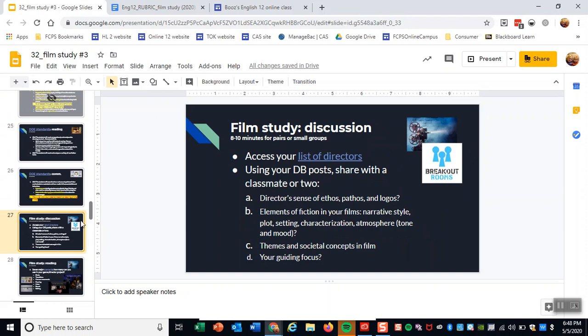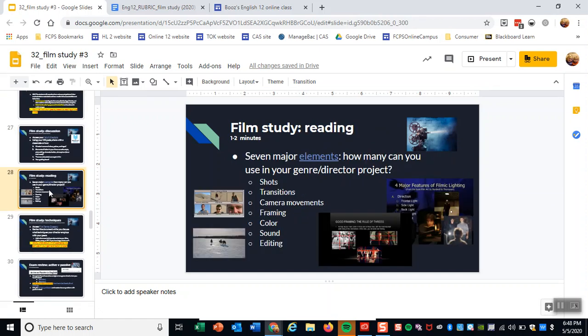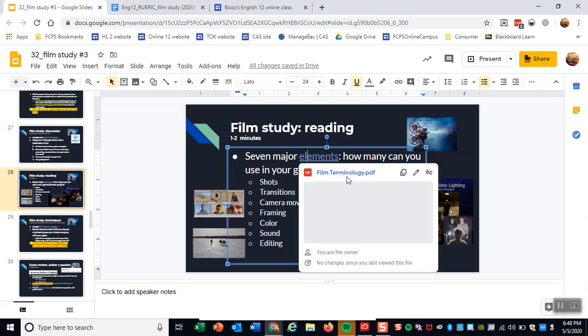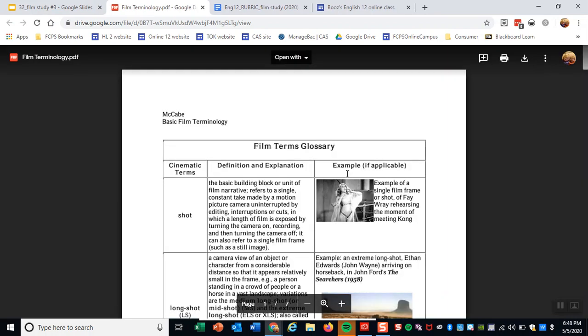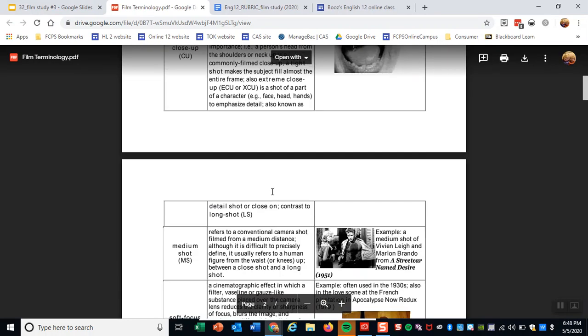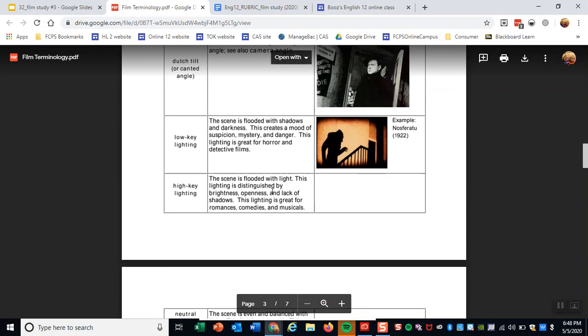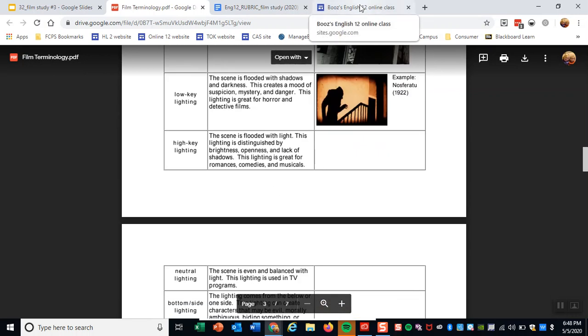So we're not going to work with the discussion. We're going to jump right back into shots, transitions, camera movements, framing, etc. And the film terminology that I gave you last week should certainly help you with this. Just use this as a checklist, and that's going to help you immensely because it's going to clearly tie the elements of film and the visual medium that film is to your analysis.